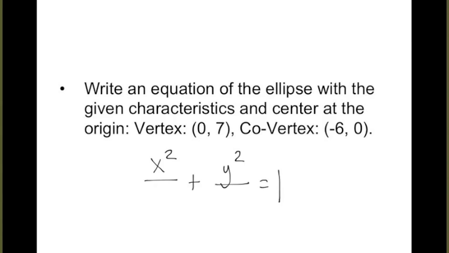We are told this thing has a vertex at 0, 7. That 7 is in the y part of the point. So it's going to go into the y part of the equation. But when we put it into the equation, what do we need to do with it? Square it. So under the y, we're going to put a 49.